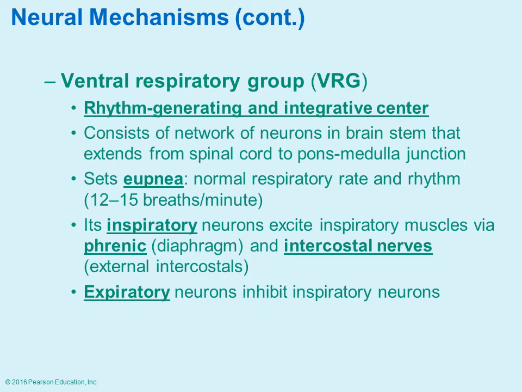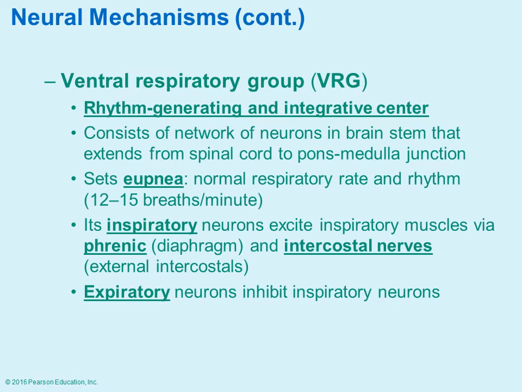The neurons can stimulate muscles via the phrenic nerve, which innervates the diaphragm, as well as the intercostal nerves, specifically the external intercostals, to trigger the muscles to contract that are necessary for you to inhale.